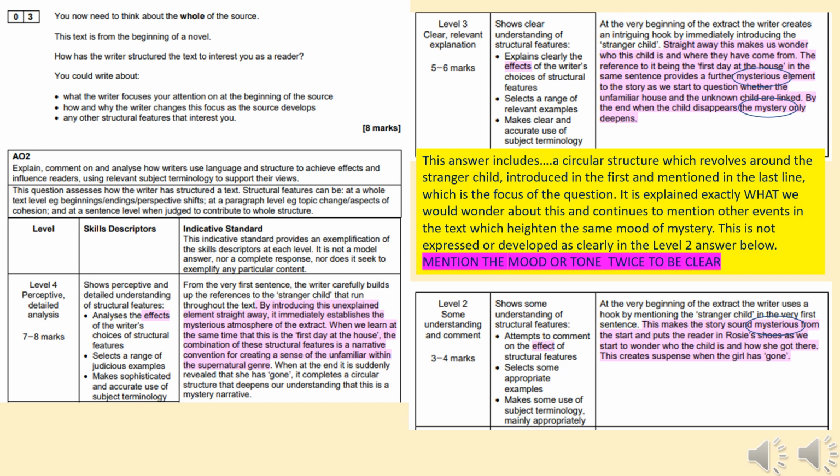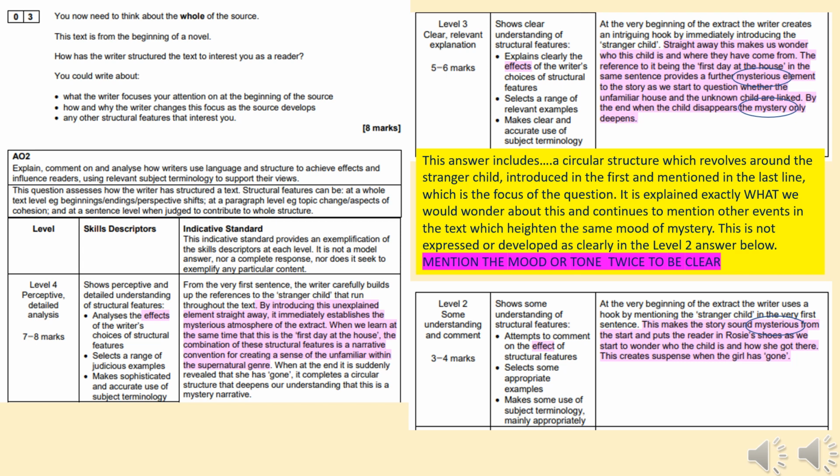This is a pass grade level 3 answer. And I'll read the explanation afterwards. At the very beginning of the extract, the writer creates an intriguing hook by immediately introducing the stranger child. Straight away, this makes us wonder who the child is and where they've come from. The reference to it being the first day in the house in the same sentence provides a further mysterious element to the story, as we start to question whether the unfamiliar house and unknown child are linked. By the end, when the child disappears, the mystery only deepens.